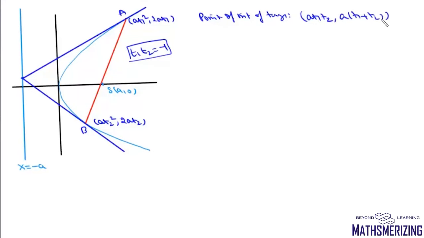Now here the question is, let PQ be a focal chord of the parabola y square equals 4ax. The tangents to the parabola at P and Q meet at a point lying on the line y equals 2x plus a. And now it is given that PQ is a focal chord. So we'll first draw this parabola.